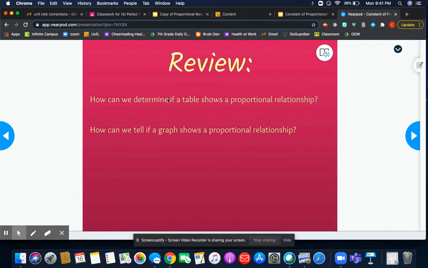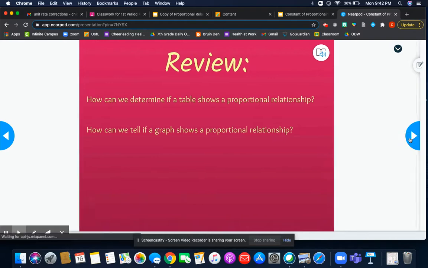So to review, we can determine if a table is proportional by looking at those diagonals. If we multiply our diagonals and get the same value, or if there is a constant value that we can multiply all the way across from our x to our y, it is proportional. We can tell if a graph shows a proportional relationship if it is a straight line and it passes through the origin.